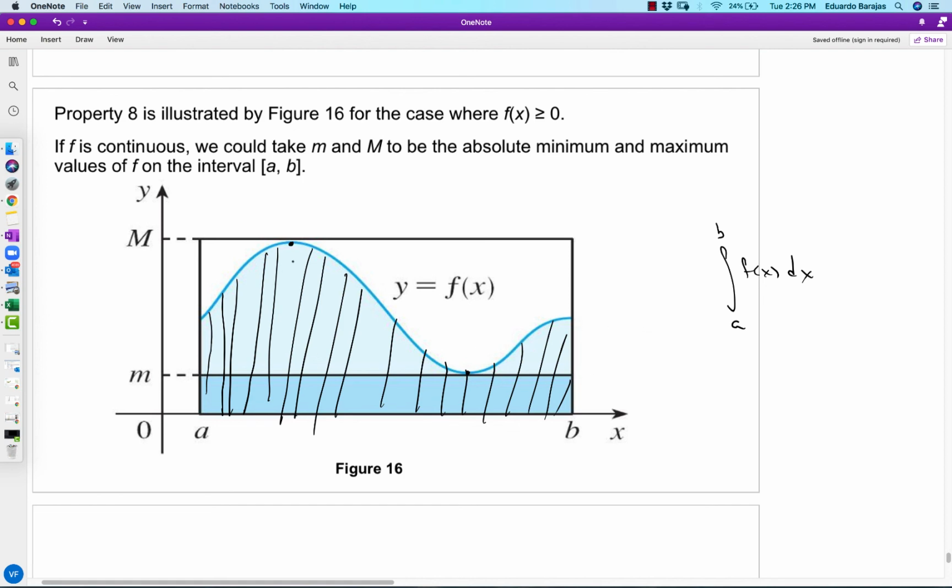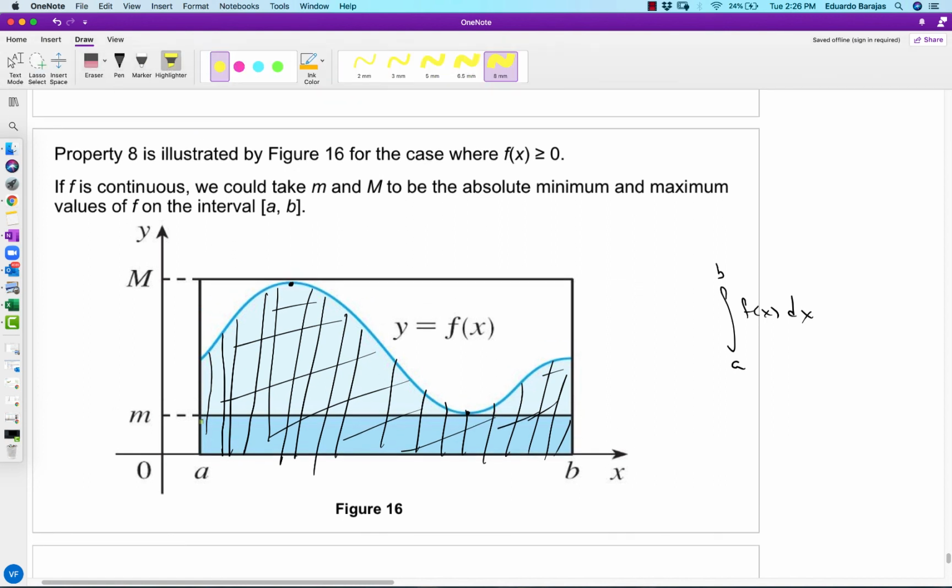Notice that everything I've highlighted here must definitely be larger than just this dark blue rectangle down here. The area underneath the function, the thing we're interested in, is definitely greater than or equal to this yellow highlighted rectangle, which has a height of lowercase m and a width of b minus a. So that's why the lower boundary is m times b minus a.